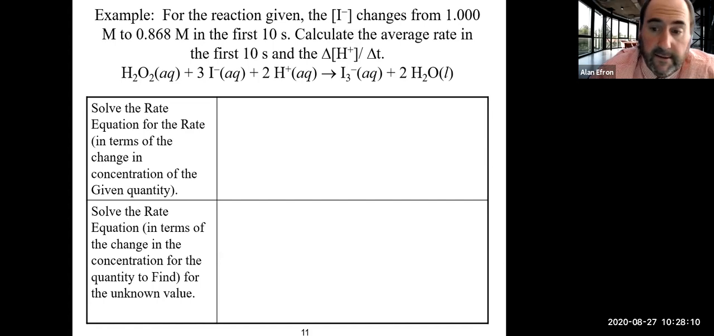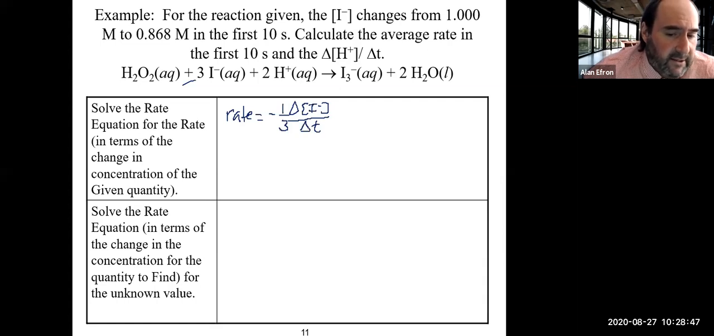Okay, so let's take a look and kind of see how we're doing. So in this particular problem here, we have a reaction. They actually gave us some information about I minus, and we're looking for H plus. So that's really a good place to start. Let's write the two rate expressions for each of those. So for I minus, we see that the rate will equal minus 1 over 3, the change in the concentration of I minus over the change in time. Again, negative because I minus is a reactant. 1 over 3 takes care of our coefficient in our stoichiometry.